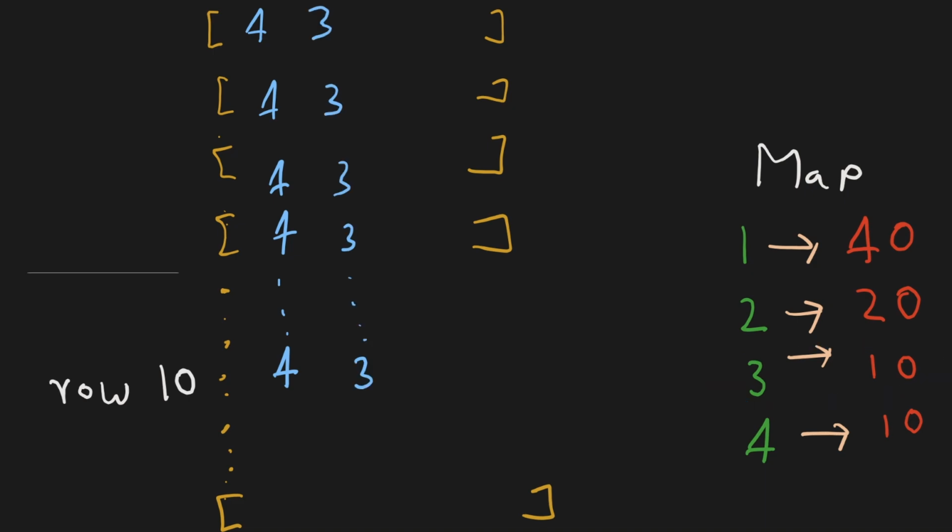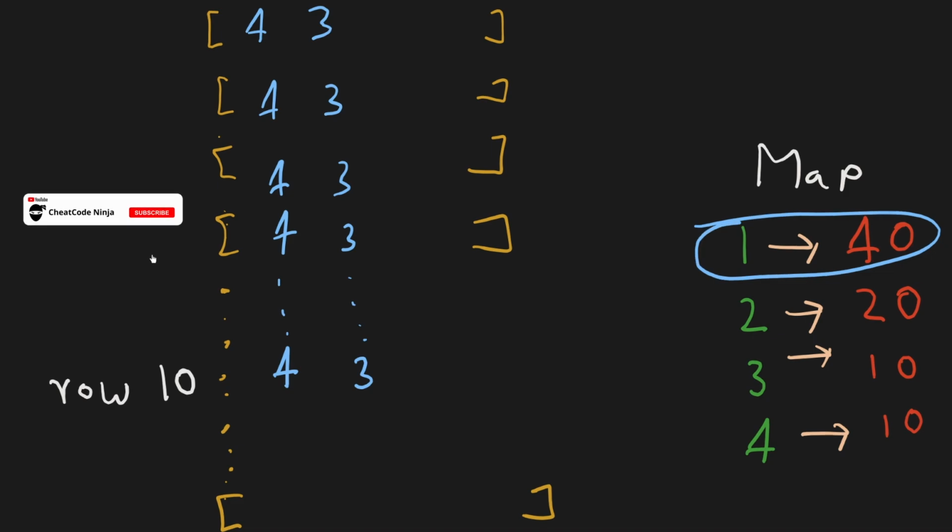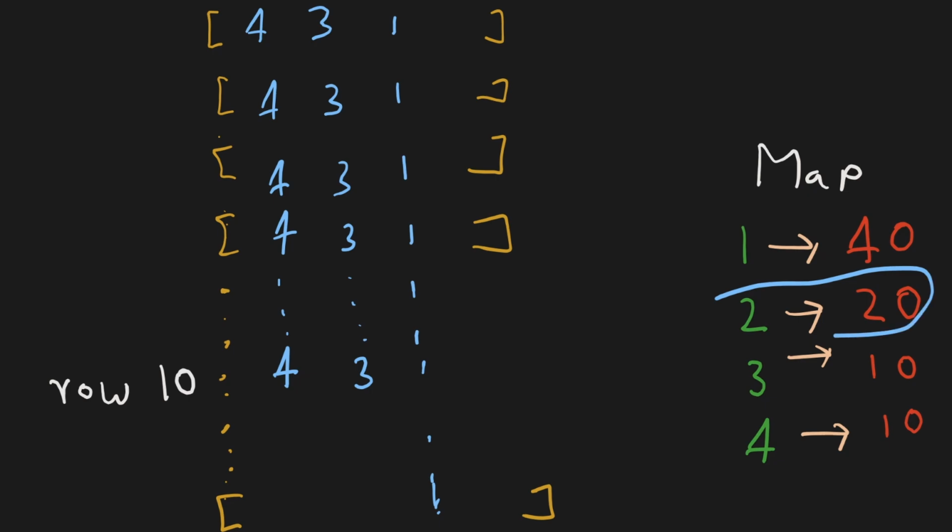And now when we encounter this, we see that it has to be placed in 40 different rows. So we'll start from the top, and then till the 40th row, we'll place it in each of the separate rows. And for our last number, we have to place it in 20 different rows.